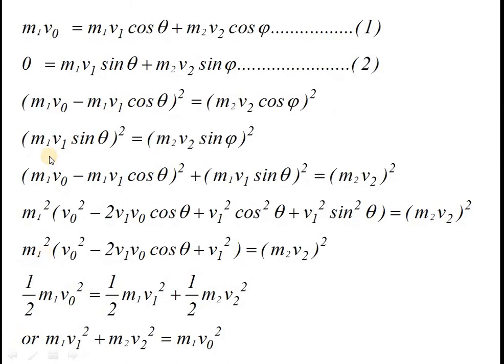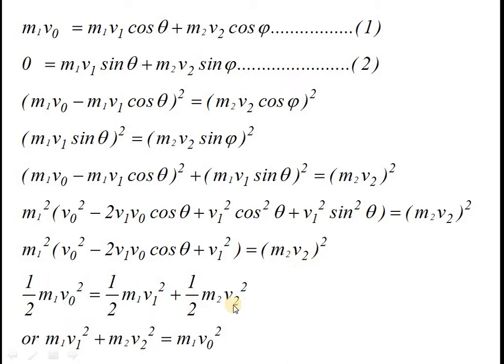Usually this is done by taking the momentum conservation equations. We have two equations, one for horizontal, one for vertical. Just rearrange equation 1 and square it. Similarly, rearrange equation 2 and square it. You can combine them together. Once you combine and rearrange, you will get this equation: m1 square into v0 square minus 2 v1 v0 cos theta plus v1 square equal to m2 v2 whole square.